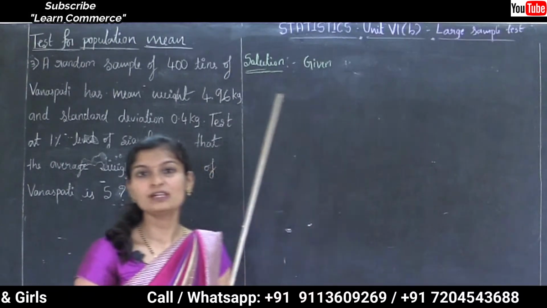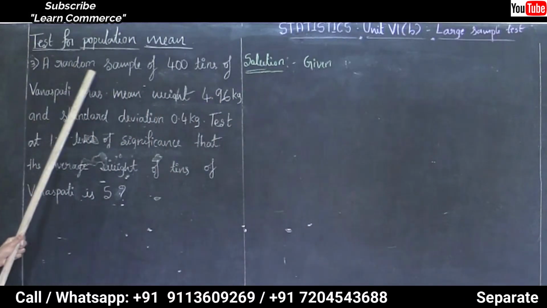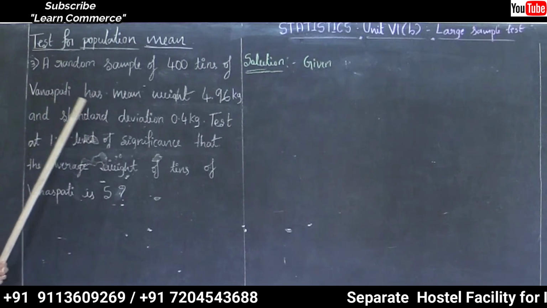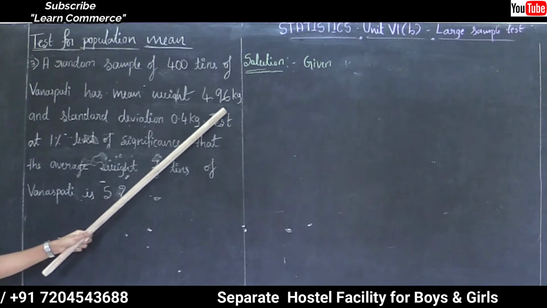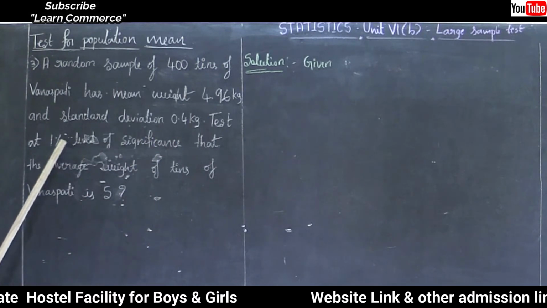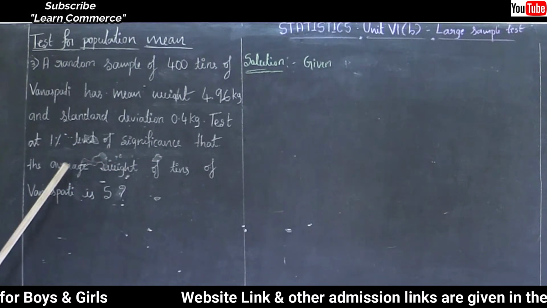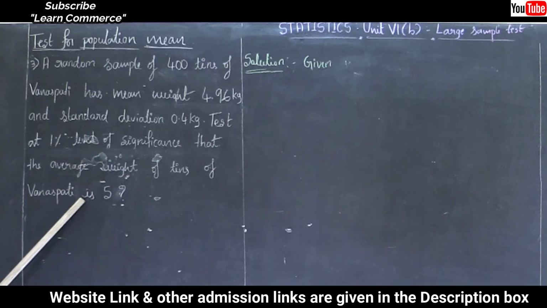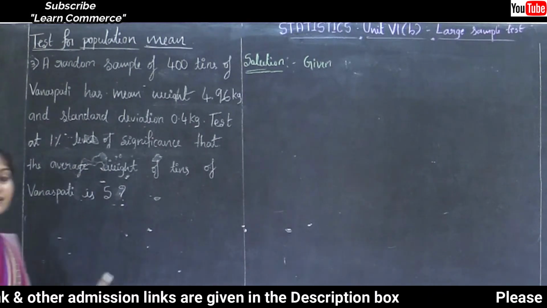Now let's see problem number 3, that is: a random sample of 400 tins of vanaspati has mean weight 4.96 kg and standard deviation 0.4 kg. Test at 1% level of significance that the average weight of tins of vanaspati is 5. Okay, now let's see the solution part.